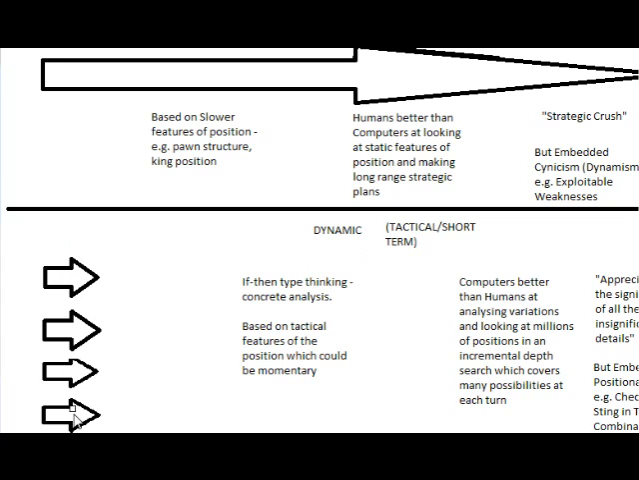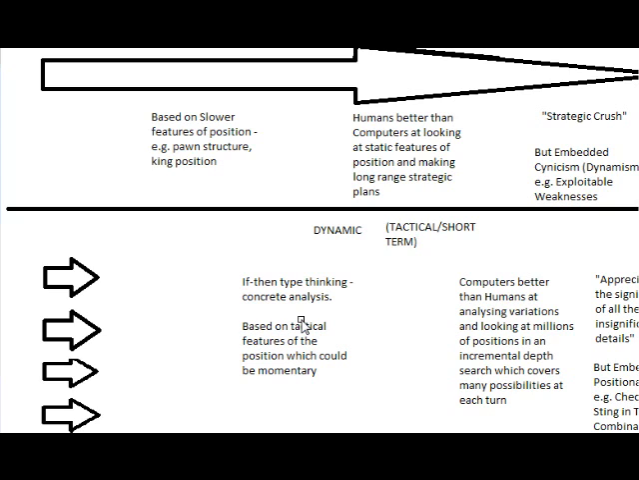to represent half-ply depth search. So the computers look at millions and millions of positions very quickly with this half-ply depth search, and over the last 20 years they've been thinking deeper and deeper, even with this very exhaustive search, and they excel at the if-then type thinking, the concrete analysis. So it's based on the tactical features of the position.